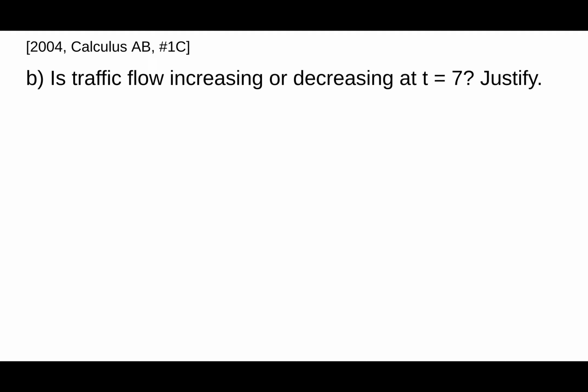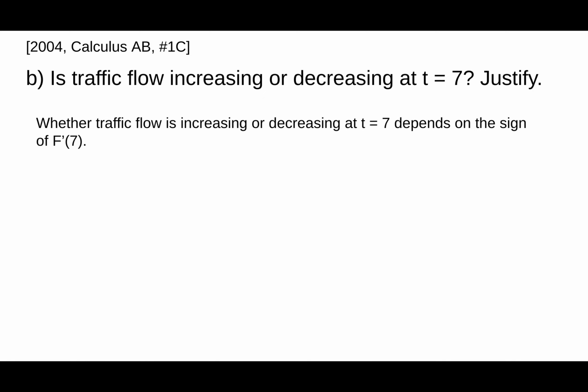In part B, we are asked if the traffic flow is increasing or decreasing at time t equals 7, and to provide a justification. Well, the traffic flow will be increasing or decreasing at t equals 7 depending on the value of f prime of 7. So if f represents the rate at which traffic is flowing, is that traffic flow increasing or decreasing? Well, we need to know f prime at 7.